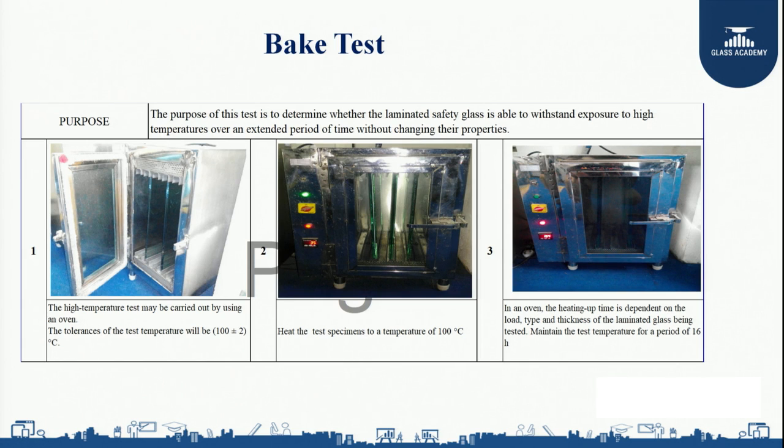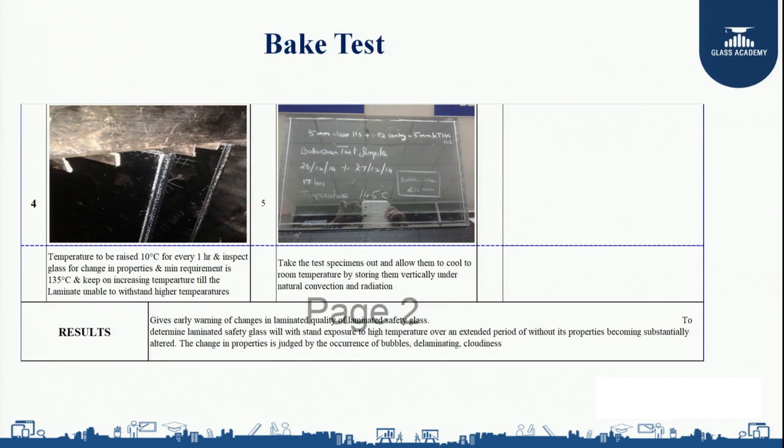We need to take samples of laminated glass, place them inside an oven and heat at 100 degrees centigrade for 16 hours. Temperature to be raised 10 degrees for every 1 hour and inspect the glass for change in properties. So if you see the fourth photo, the procedure is: suppose my glass is kept at 100 degrees centigrade for 16 hours. Then after 16 hours, I need to take out the glass and check for changes in the properties of the glass.